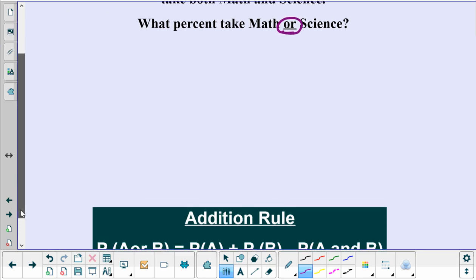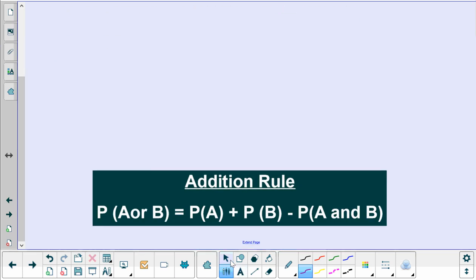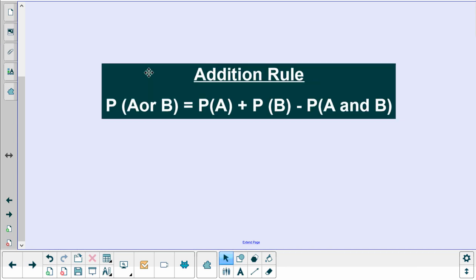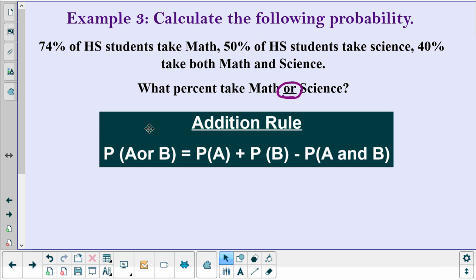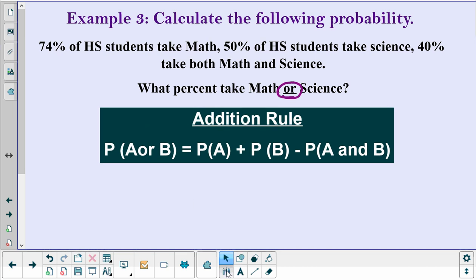You maybe haven't seen this, but at the bottom of this page, I have our little equation written out here. So I'm going to drag this up to the top for this one because I want to see what information we have given here. So here's my addition rule. I've got the or over here. I've got the probability of A, the probability of B, and the probability of both over here.